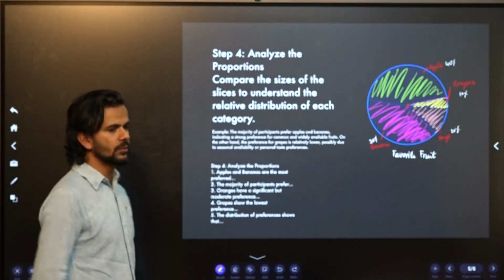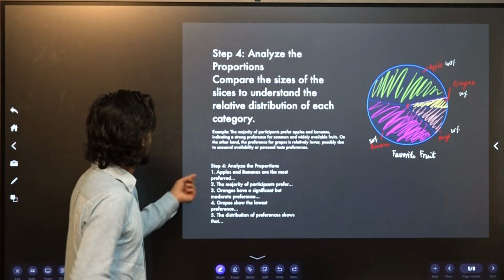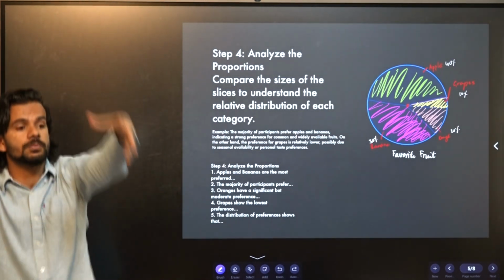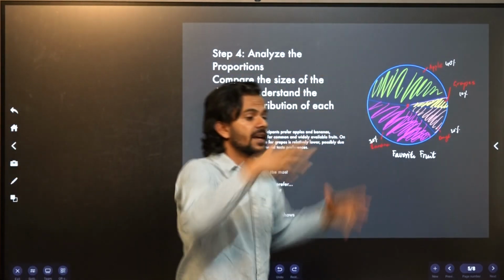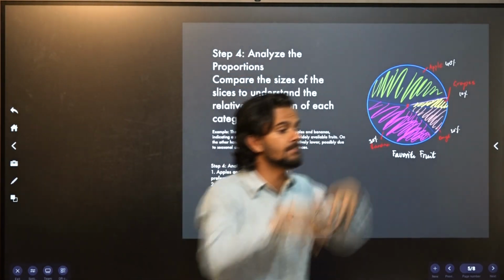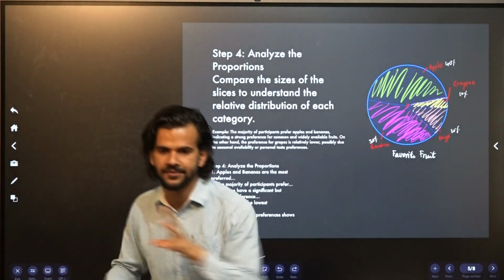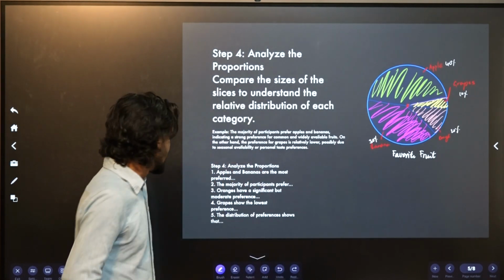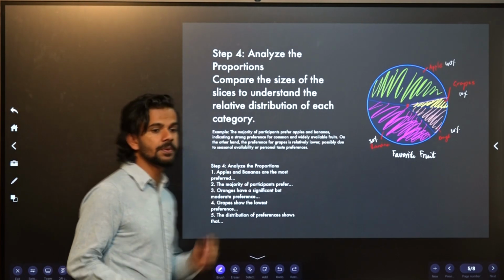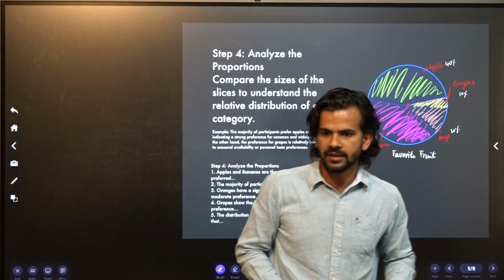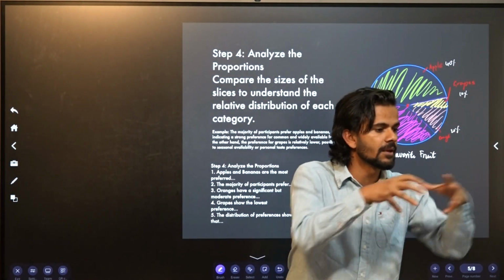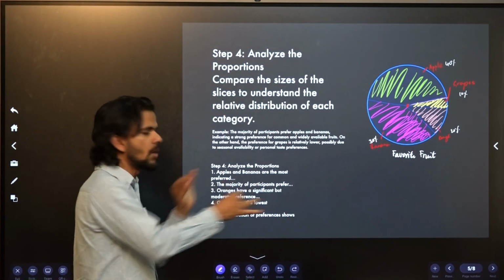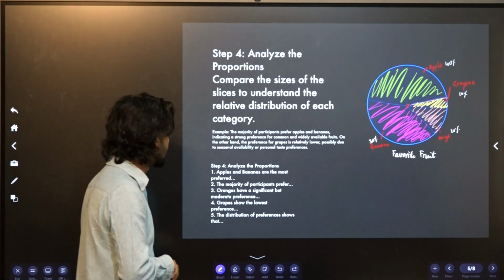So anyway, how do we express analysis? Apples and bananas are the most preferred. When something is most preferred, or most liked, if something is the greatest, the biggest, the smallest, that's your analysis, right? You use those adjectives. And then the majority of the participants prefer, the majority, right? Majority.